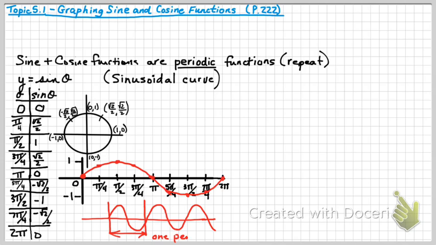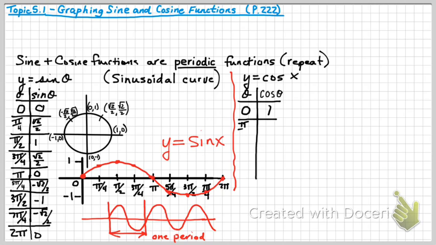That's what it's going to look like. One period is one wave. Where it starts to repeat is in the next period. So as you can see, where the wave starts and where it ends is one period. This is the graph of y equals the sine of x. Now we're going to compare it to the graph of y equals cosine x.